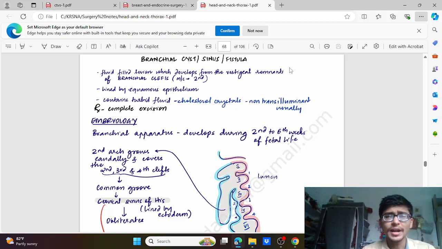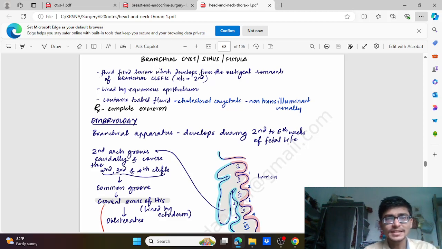In today's topic, we'll be learning about three swellings: the branchial cyst or sinus or fistula, along with that the thyroglossal cyst, and lastly cystic hygroma. So let's get started. These are mostly congenital swellings occurring in the earlier age group, and we'll see them one by one. They commonly involve the head and neck region.